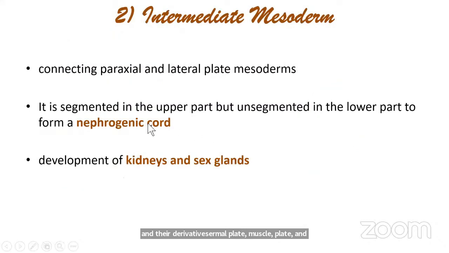And it is segmented in the upper part but unsegmented in the lower part to form the nephrogenic cord, which results in the formation of kidney and sex glands. So paraxial, intermediate and lateral plate. Paraxial, somite. Intermediate gives rise to only these 2 structures, kidney and the sex glands. That is also very important.